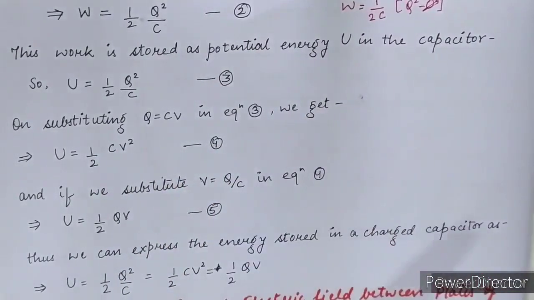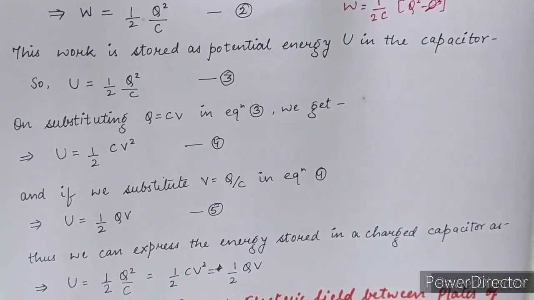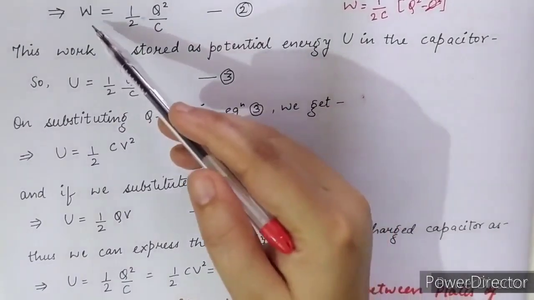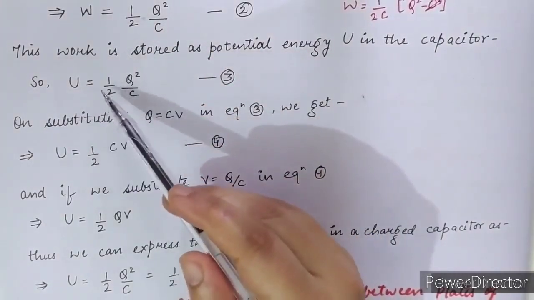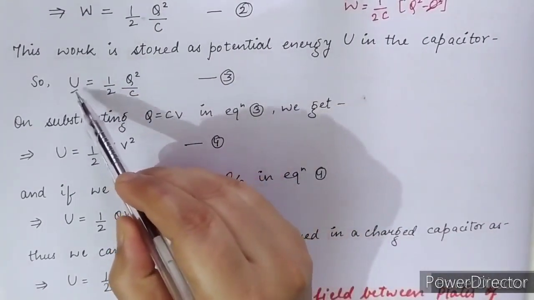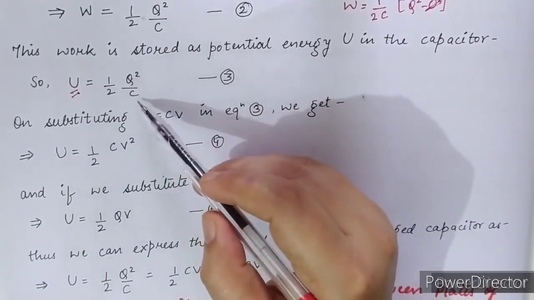Now, as I have told you, this amount of work done has been stored in the form of energy, and which energy? Potential energy, because stored energy is potential energy. So the amount of work done which we have calculated right now has been stored in the form of potential energy U in the capacitor. So work has been converted into U equal to half Q square upon C, equation number 3. This is the value of the potential energy, the energy stored in the capacitor in the form of charge.